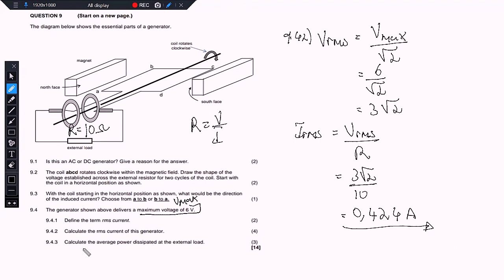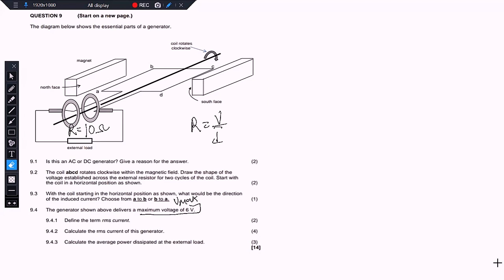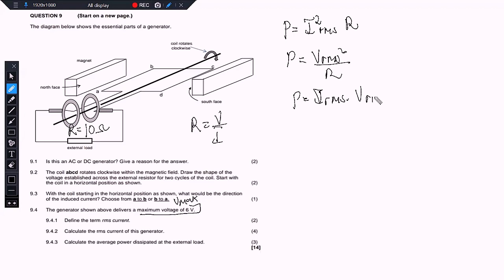Okay, then to further calculate the average power dissipated at the external load, this is how I'm going to do it. The formula for power, remember, we have several formulas for power. We have P is equal to IRMS squared times R. And then we also have P equals VRMS squared over R. And then we have P is equal to IRMS times VRMS, or VRMS times IRMS, it's all the same.